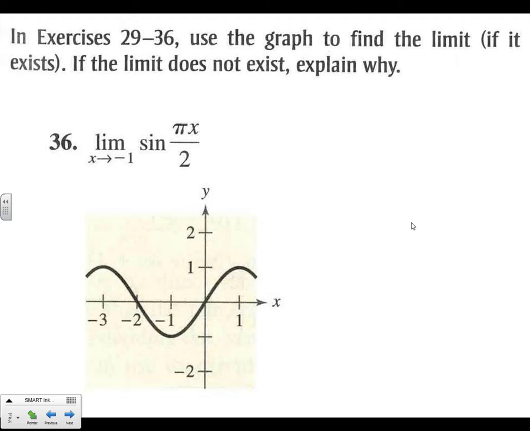All right, 36, same thing. We're going to use the graph as we approach -1. What's happening to our y values? So as we approach -1 from the left and the right, what happens to our y values?